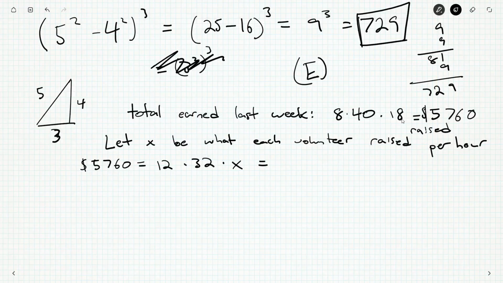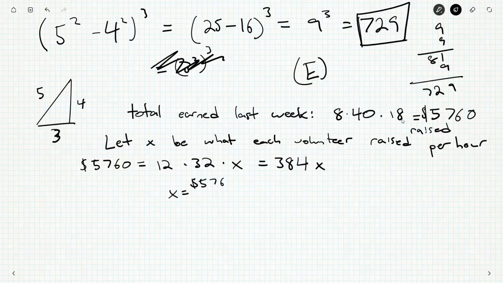So 12 is 3 times 4. 4 times 32 is another power of 2. It's 128. So we're going to have 3 times 128, which will end in a 4. Carry the 2, so it'll be 384 times X.